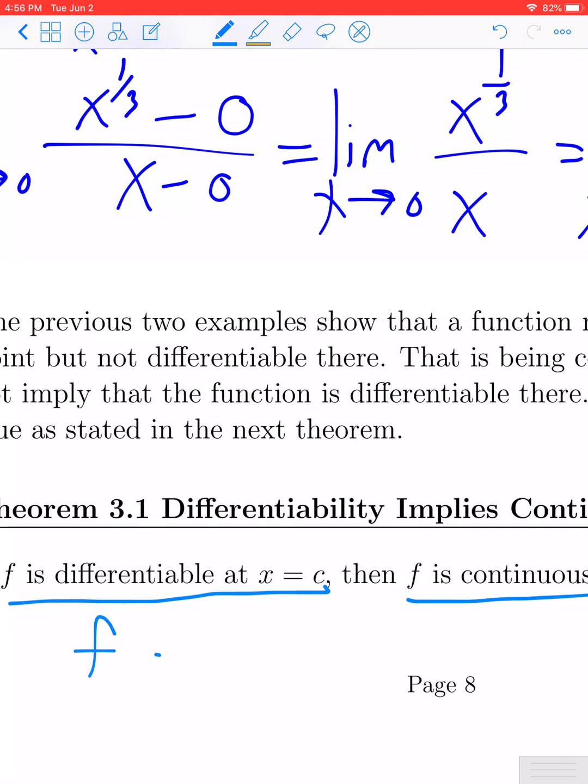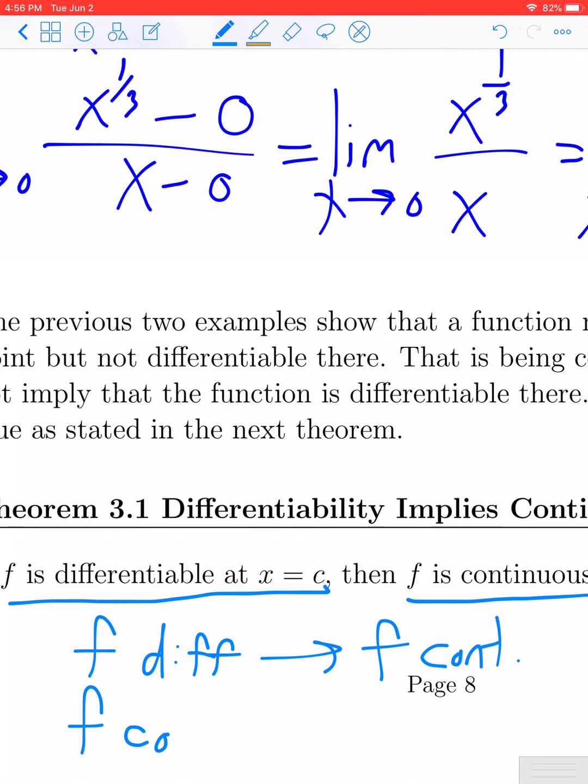Because if f is differentiable at c, then that automatically implies that f is continuous. And as we saw in the previous two examples, be very careful, the other implication does not hold true. There are functions that are continuous at points, like the absolute value of x minus 2 at x equals 2, and x to the 1/3 at x equals 0. Those functions are continuous there, however, they are not differentiable. So just know that differentiability implies continuity, but not the other way around. It's not an if and only if statement.